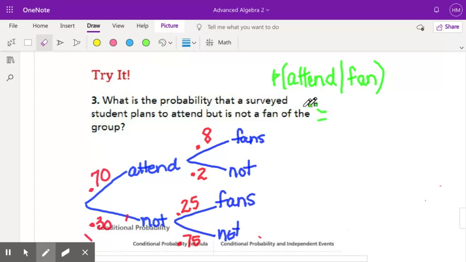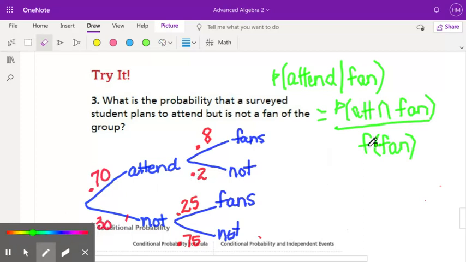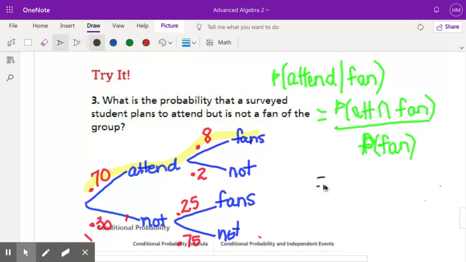So it is a different question here, which means I'm going to need to set up the formula. So I'll need the probability that they attend and they're a fan. I want to know the probability that they attend and they're a fan and divide that, that's an F, by the probability that they're a fan. Now we did find the probability that they attend and they're a fan earlier because that was this part, attend and a fan. We found that to be 0.7 times 0.8, which is 0.56. So my numerator is going to be 0.56.